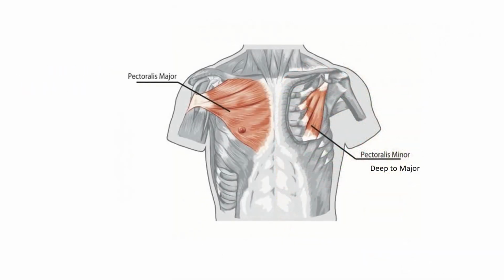On the ventral side of the body, you have the pectoralis muscles. You have the primary one, the pectoralis major, and then deeper, underneath the pectoralis major, you have the pectoralis minor muscles.